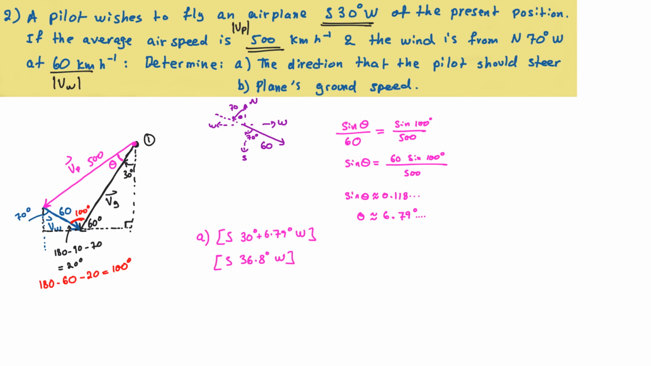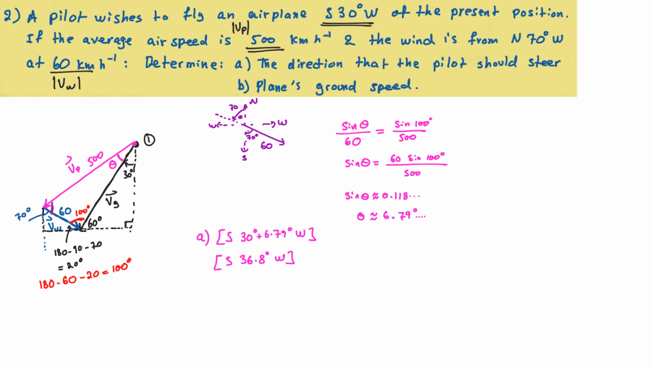For the second part of the question, we're asked to figure out the plane's ground speed. So speed doesn't have a direction. We just want to see what the magnitude here is. And we have enough information now. We have this side, and we have all the angles as well. So we can use either cosine rule or the sine rule to do this. In either case, we do need to find this angle over here.